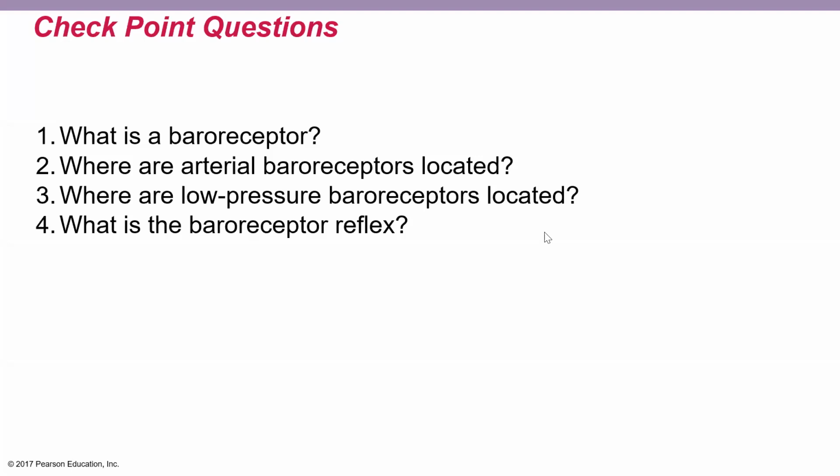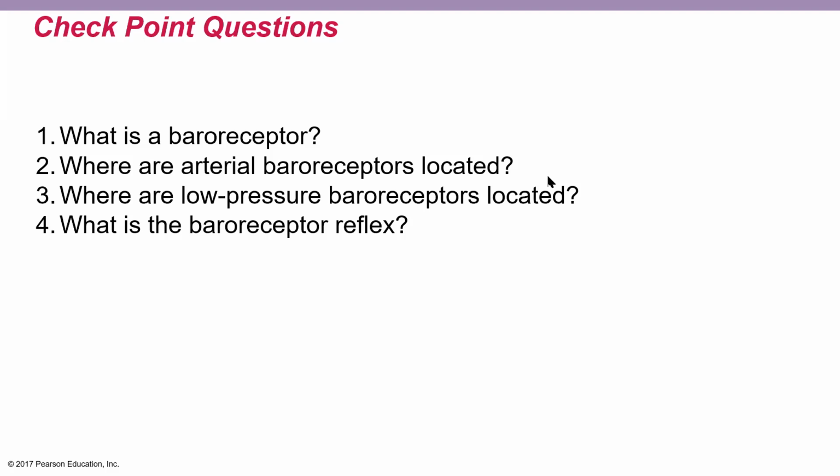So question one is, what is a baroreceptor? Perfect, yes, it's a pressure receptor. That's probably the simplest way to put it, because there are two different types of baroreceptors. So yes, it's a pressure receptor, and it is one of the sensory receptors that picks up changes to stretch in the walls of certain structures, right?